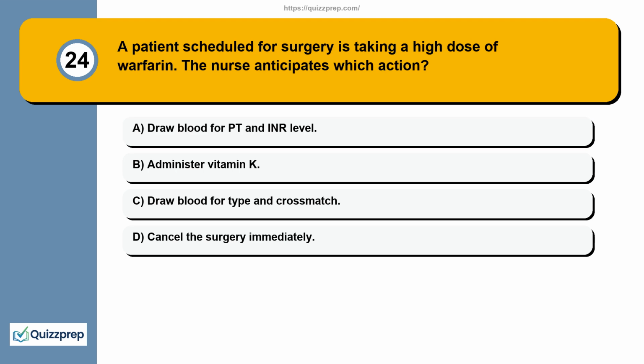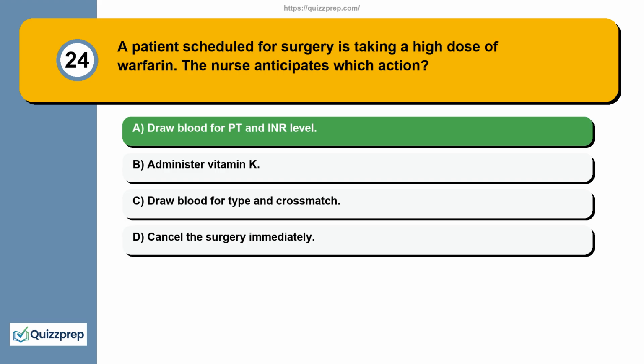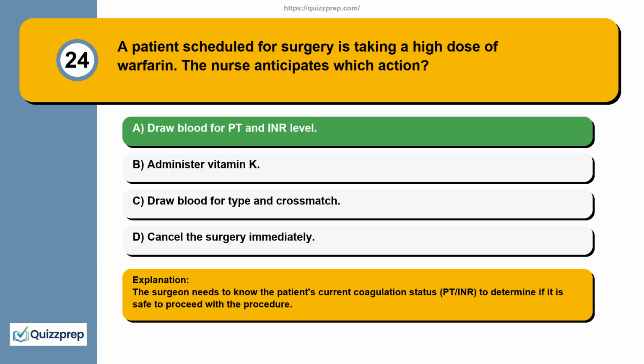Question 24. A patient scheduled for surgery is taking a high dose of warfarin. The nurse anticipates which action? Draw blood for PT and INR level. Administer vitamin K. Draw blood for type and crossmatch. Cancel the surgery immediately. The surgeon needs to know the patient's current coagulation status, PT/INR, to determine if it is safe to proceed with the procedure.